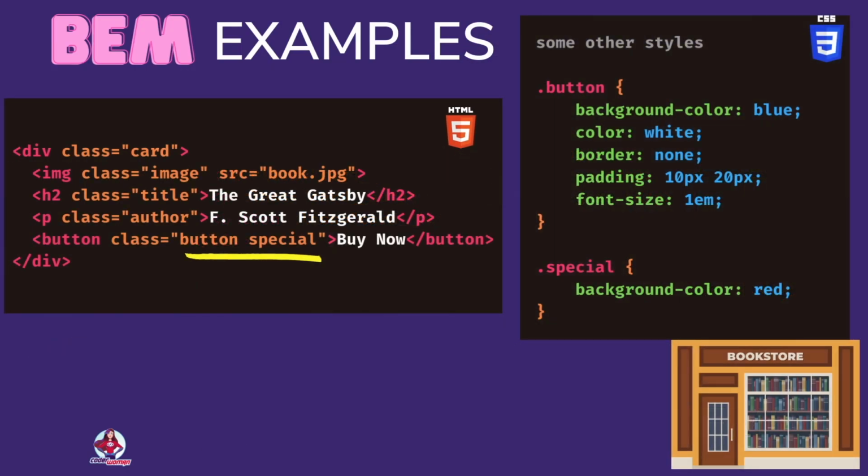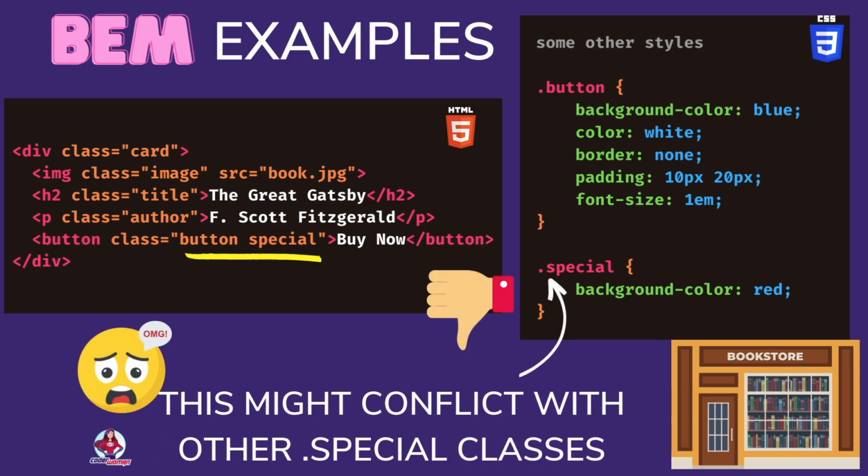Alright, let's see one more example. Imagine we have a common button style throughout our site, but in some places, we want to highlight a special action with a different color button, for example in a card block. We could add a new block called special and write a bunch of new styles for it. But that would mean we are not reusing our original button block. That's not very DRY, is it? With this code, the special class might conflict with other special classes in our code.